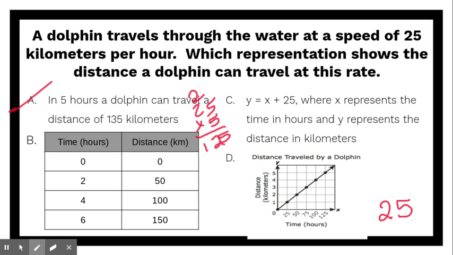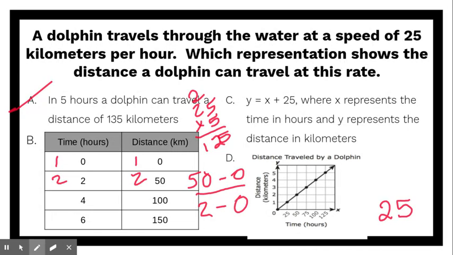Okay, and then remember to find rate of change on a table, we number them 1, 2, 1, 2. And we're going to do y2. So x is always our first column here. X is always our first column. Y is always our second column. So we're going to do 50, because that's y2, minus 0, that's y1, over x2, that's 2, minus 0, because that's x1.